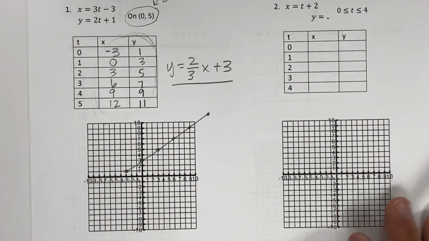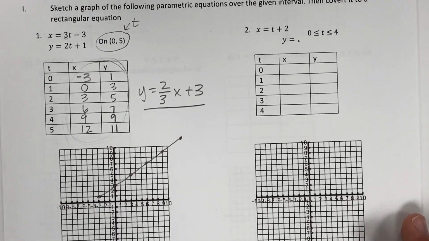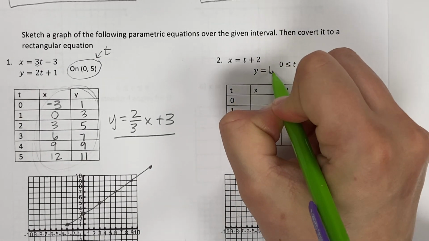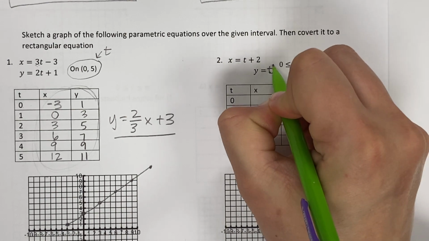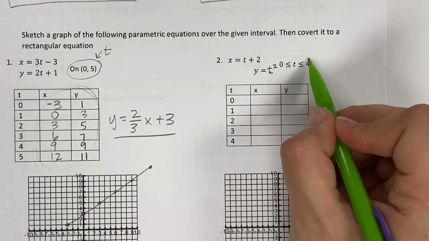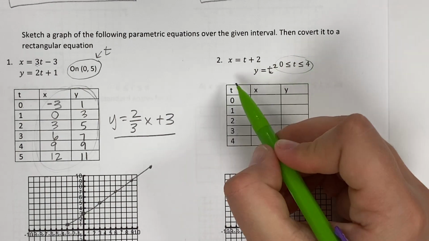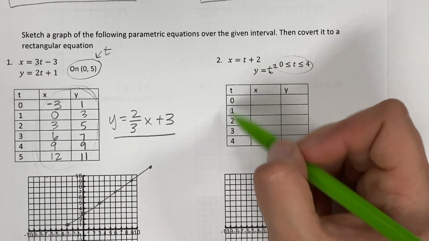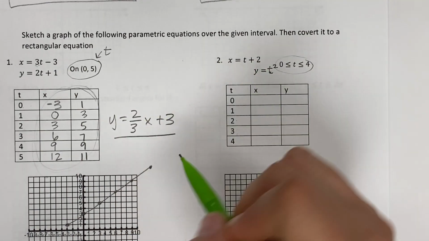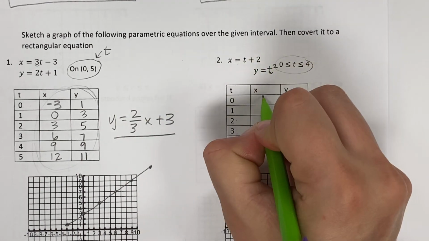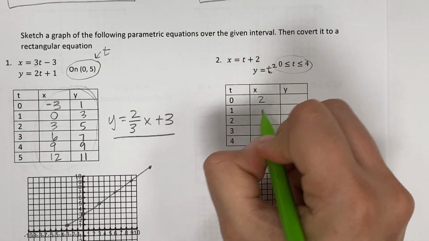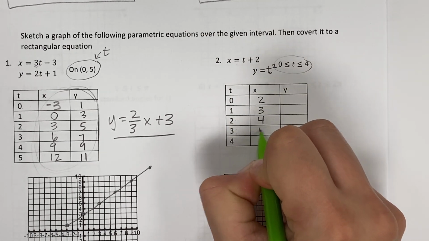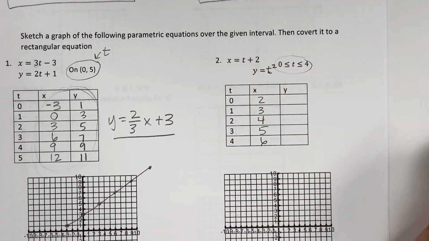Let's do the next one. Excuse me. Okay, my bad here. This should be T squared. They gave me an interval 0 to 4, so I put in 0 to 4. And I'm gonna start plugging these numbers into the X equation and the Y equation, just like we did on number 1. So 0 plus 2, 1 plus 2, 2 plus 2, 3 plus 2, 4 plus 2.